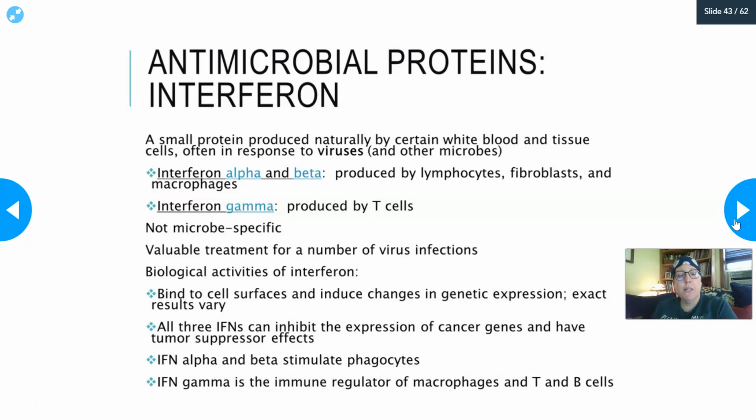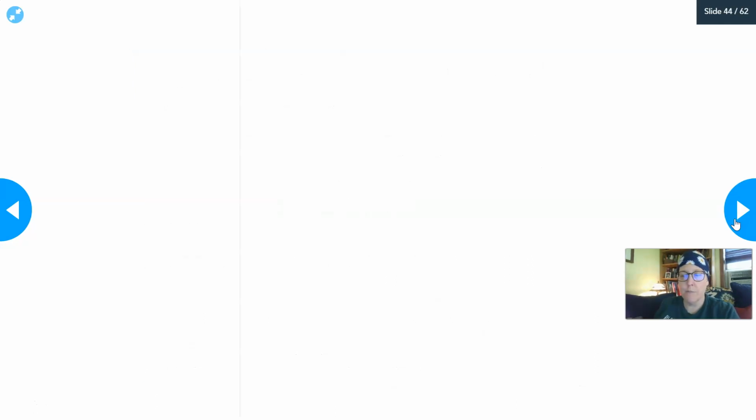The biological activities of interferons are that they can bind the cell surfaces and induce changes in genetic expression. So the exact results vary. Basically they can turn certain genes on and maybe others off to facilitate you fighting off the infection. All three interferons can inhibit the expression of cancer genes and have tumor suppressor effects. And interferon alpha and beta stimulate phagocytes, and interferon gamma is the immune regulator of macrophages and B cells and T cells.